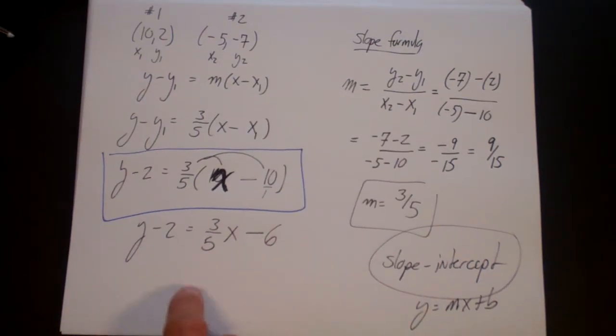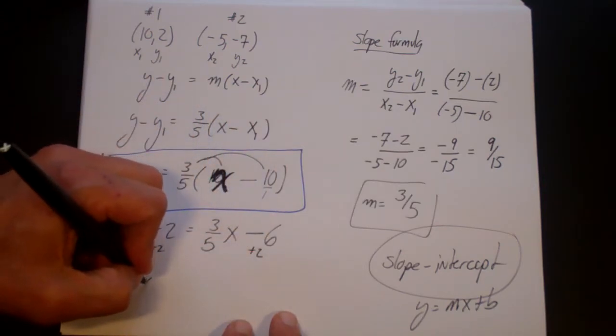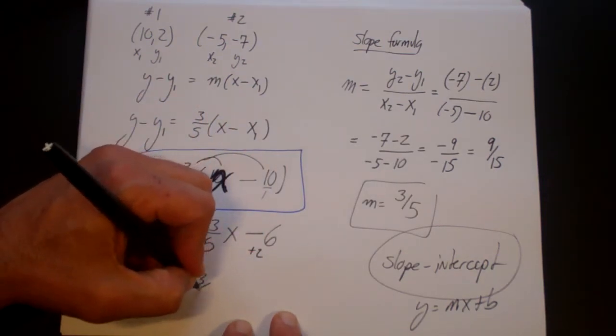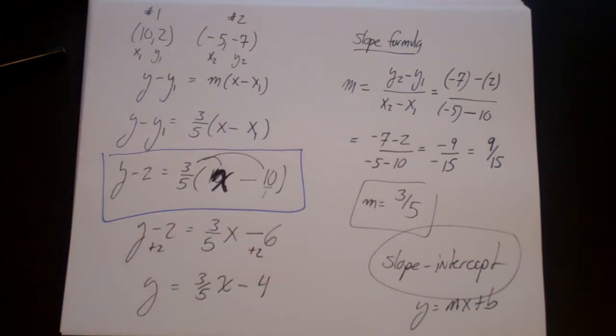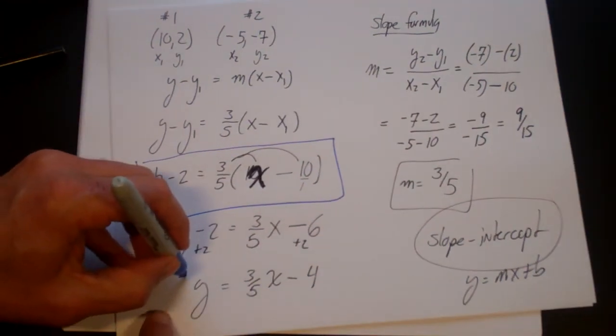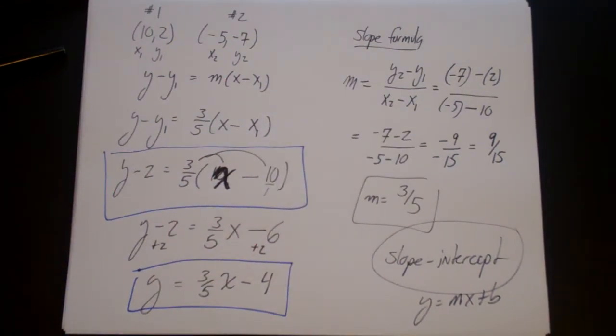Now what do I need to do? I need to move the 2 over there, so I'm going to add 2 and add 2. My final answer is y is equal to 3/5 x minus 4. And that's my answer if I want it in slope-intercept form.